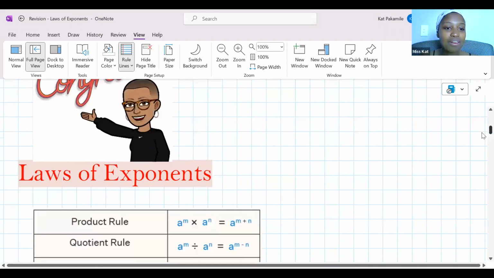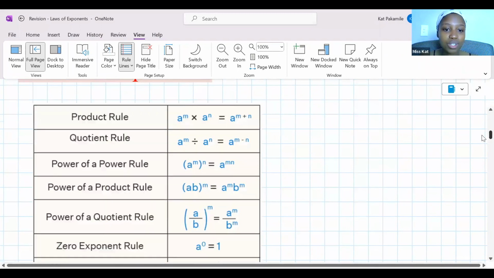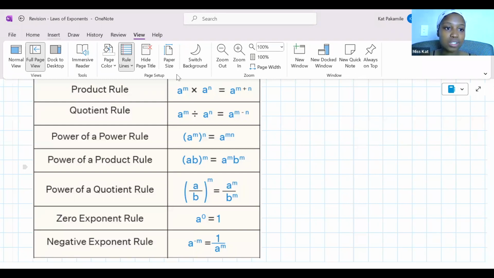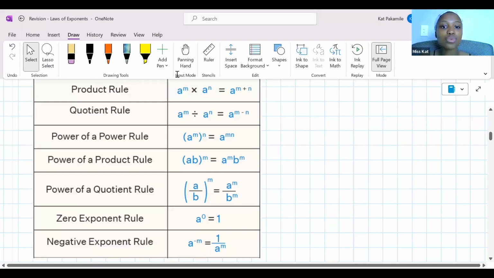Okay, today we are revising the laws of exponents. This is a very nice summary of our laws of exponents. So we start off with the product rule.